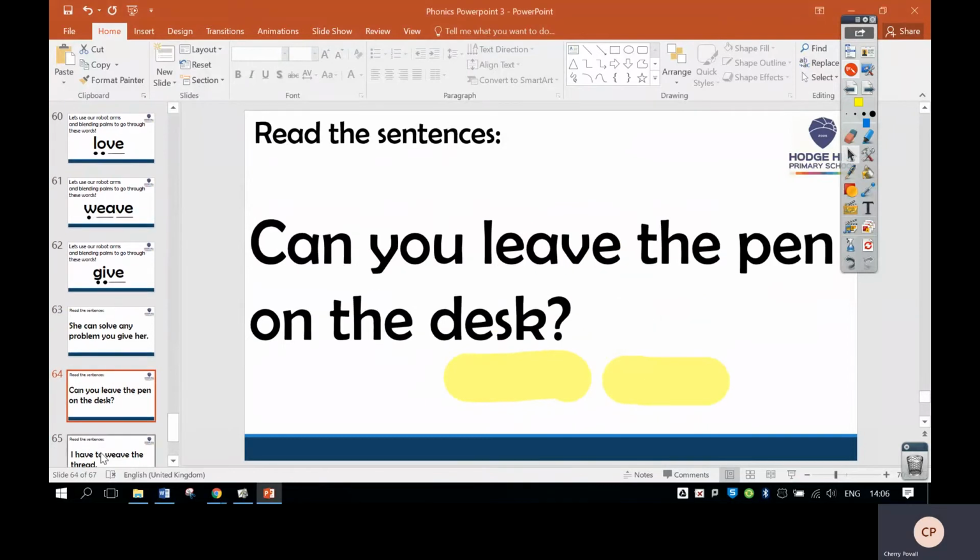So I'm going to read it first and then you can join in on the second time. Can you leave the pen on the desk? Your turn to join in. Can you leave the pen on the desk? Pause the video if you need to. It is now your turn to write down the word with the V sound. Okay, and the word that had the V sound was leave. So well done if you got it correct. So let's move on to our next sentence.